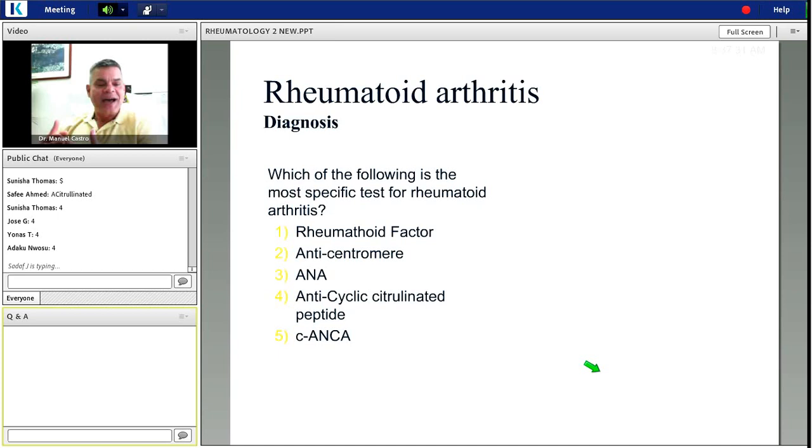Correlates with disease activity, but even better than rheumatoid factor for correlation with disease activity would be the ESR or the C-reactive protein. Okay, now let me make a little parenthesis, guys, here, and listen to what I'm going to say.